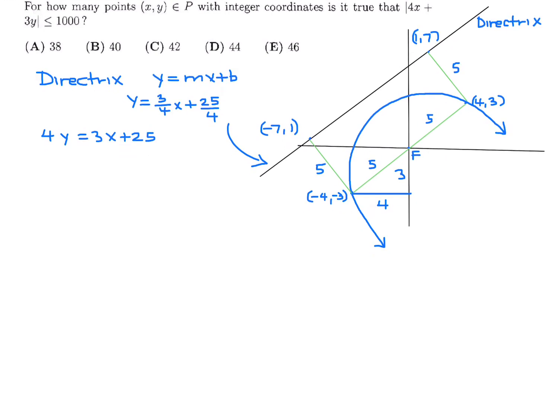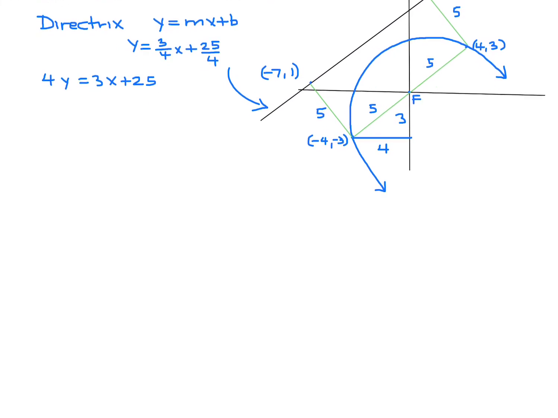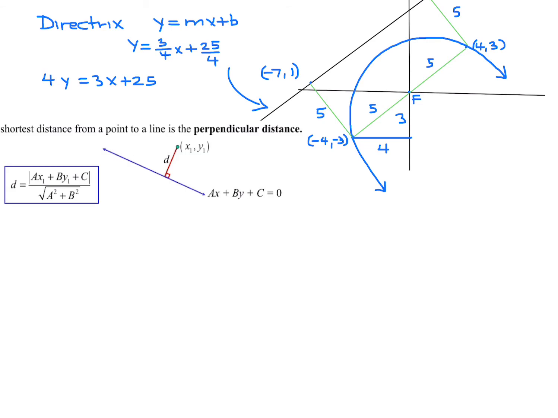Now at this point, we have to talk about something very important, and that is the point-line distance formula. The shortest distance from a point to a line is the perpendicular distance. If you have a line with this equation and you want to figure out the distance d from a point to that line, it's this formula right here. I have to apply that to this equation. Let me draw in the diagram what I'm referring to. I'll just draw one such point, let's say right here.